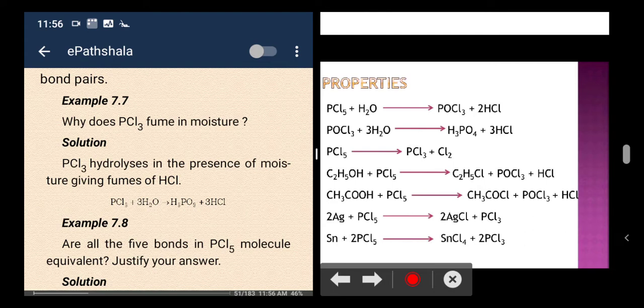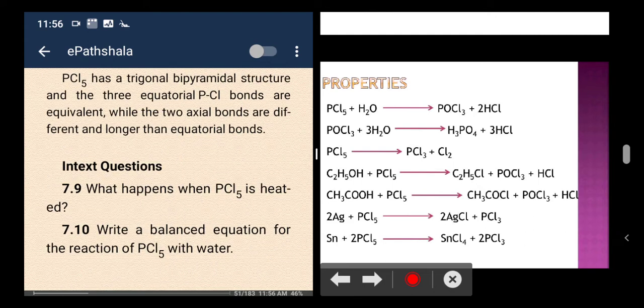Why does PCl3 fume in moisture? That is the question given in the textbook, example 7.7. The solution is that PCl3 hydrolyzes in the presence of moisture, giving fumes of HCl. So that is a very good example for that question. There are intext questions that you should try to answer.